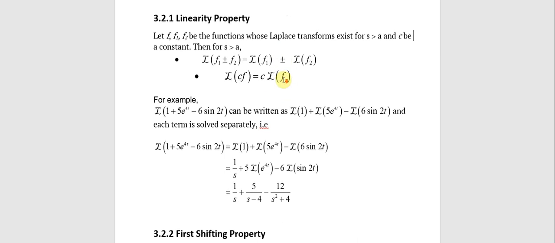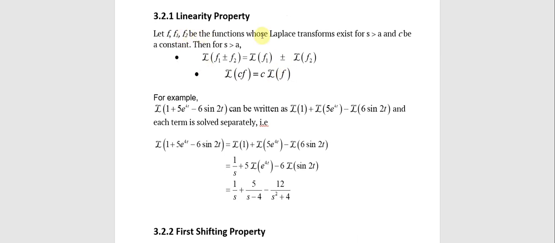For the linearity property, let f1 and f2 be functions whose Laplace transforms exist for s greater than a, and c be a constant. Then for s greater than a, if you have two different functions f1 and f2, the Laplace of f1 plus or minus f2 equals the Laplace of f1 plus or minus the Laplace of f2. Meaning you need to separate f1 and f2. And if you have a constant c, you can take out the c and then do the Laplace transform as usual.